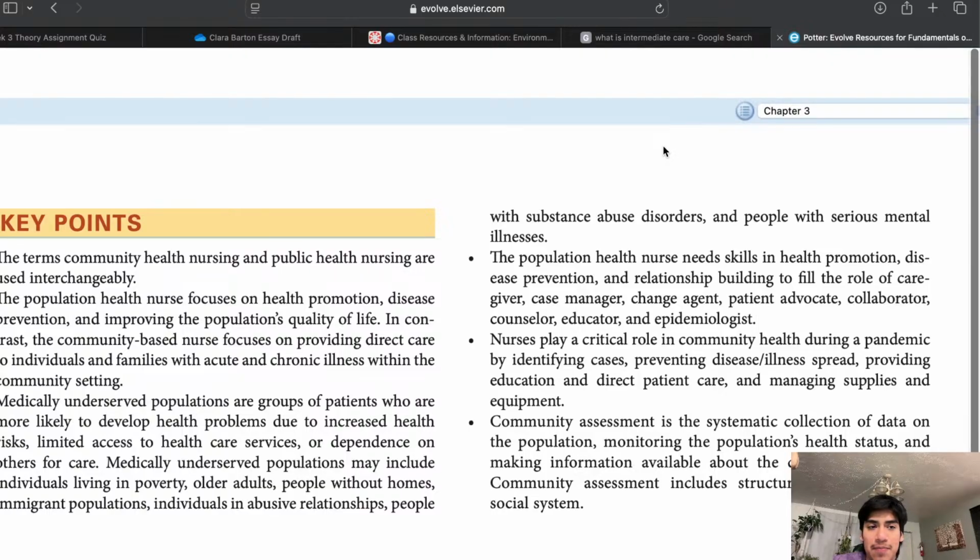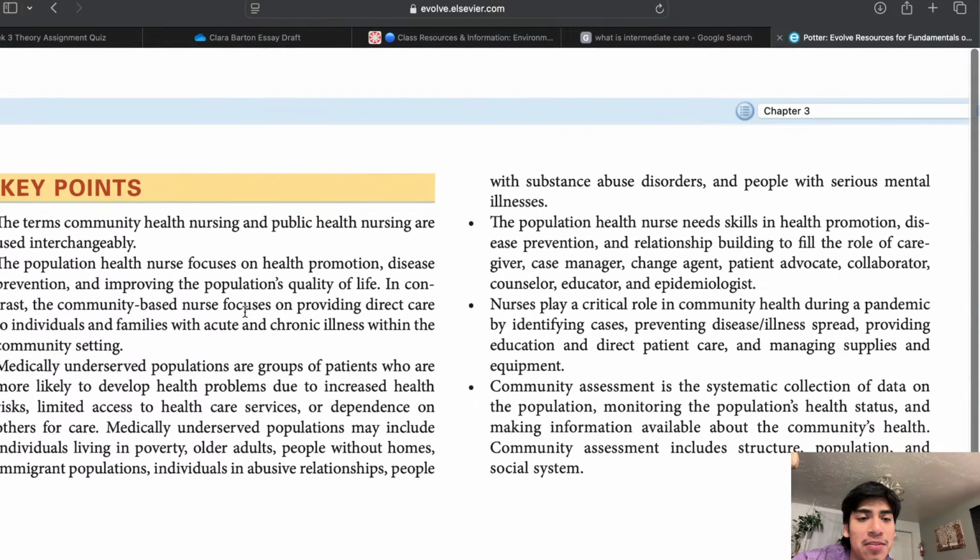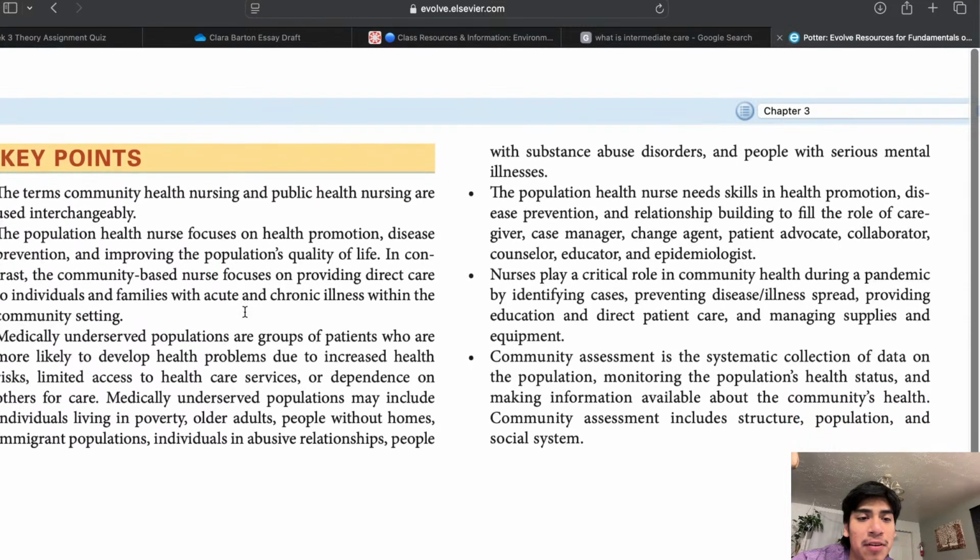So the terms community health nursing and public health nursing are used interchangeably. Makes sense. All right. So the population health nurses focus on health promotion, disease prevention, and improving the population's quality of life. In contrast, the community-based nurses focus on providing direct care to individuals and families with acute and chronic illnesses within the community setting. Oh, okay. So community-based nurses focus on direct care to individuals and families. Okay, that's pretty cool. It's a good line to draw.